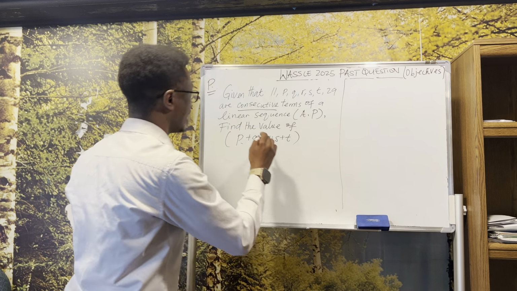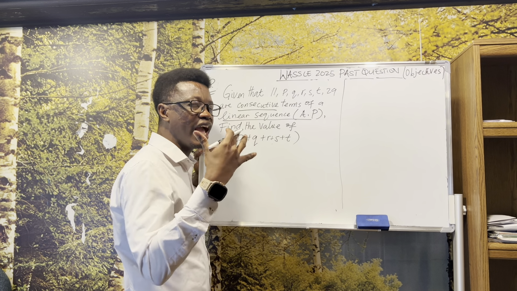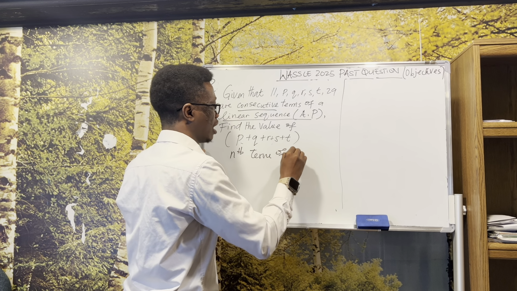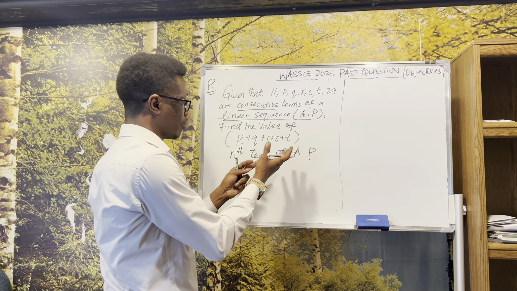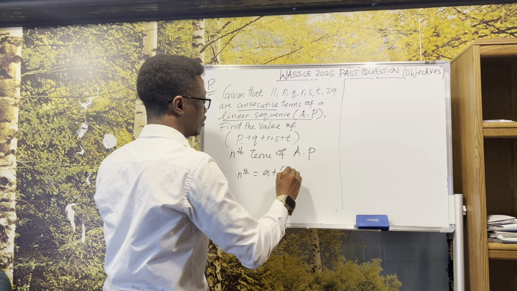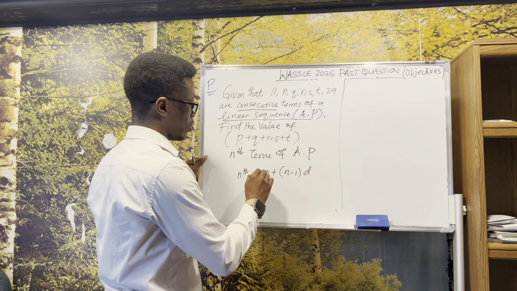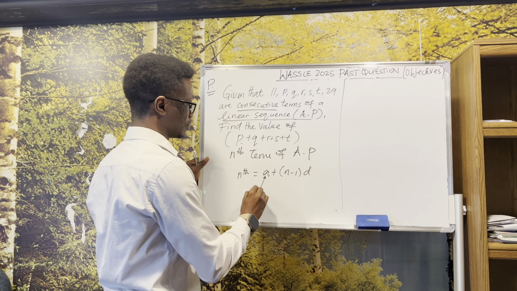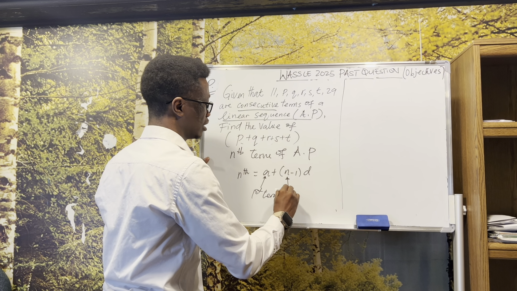Remember, this is a linear sequence, and to find the nth term of an AP, an arithmetic progression, that means a linear sequence, the nth term is given as a plus (n minus 1) multiplied by d. These are all letters and numbers. What do these letters represent? a is the first term of the sequence, and n is the term given, the nth term.